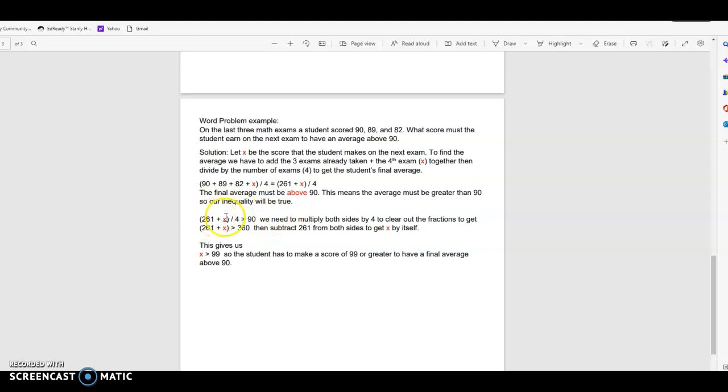So I take 261 plus X, add those together, then divide by 4, and then want that to be greater than 90. So what we do is we multiply both sides by 4 to clear out the fraction. Then we subtract 261 from both sides to get X by itself. So this gives us X must be greater than 99. So the student has to make a score of 99 or greater to have a final average above 90 in this particular example. So this is kind of showing you how inequalities work with the equal sign and without the equal sign.